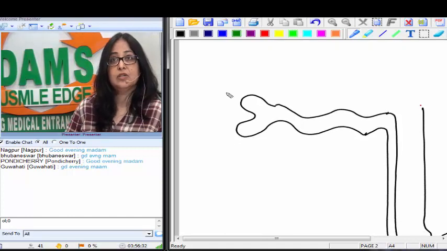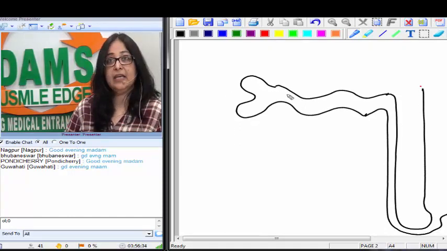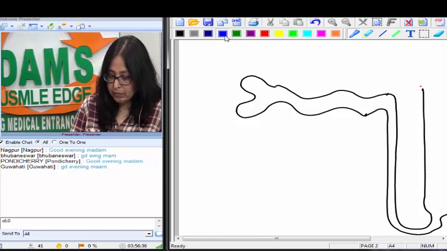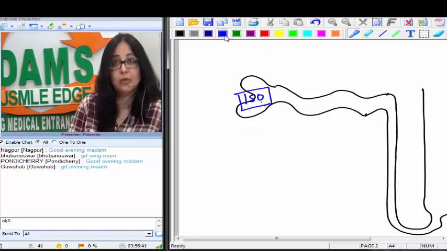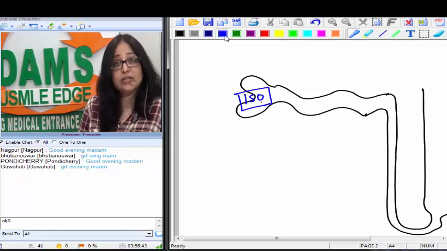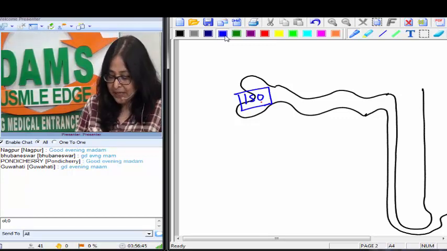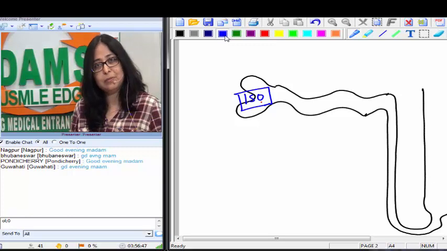Okay, so when you look at the PCT, the glomerular filtrate which is formed is isotonic with plasma. The glomerular filtrate is isotonic with plasma. When I say isotonic with plasma, what does it mean?